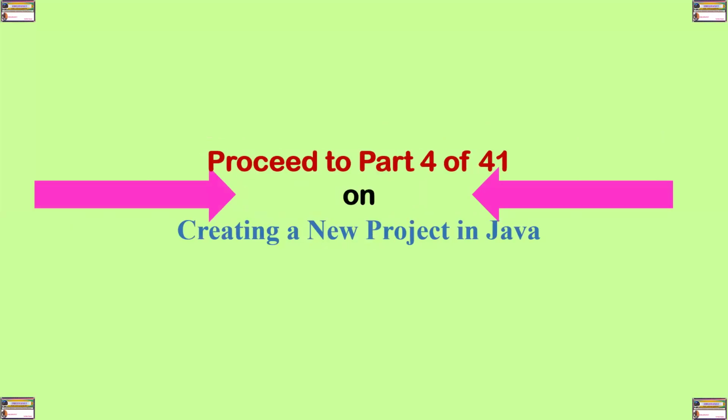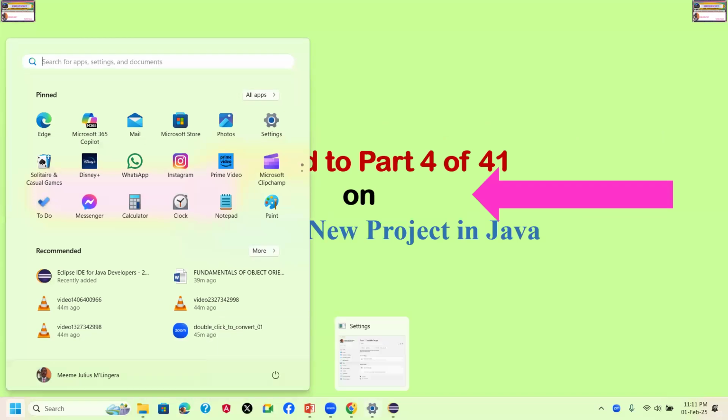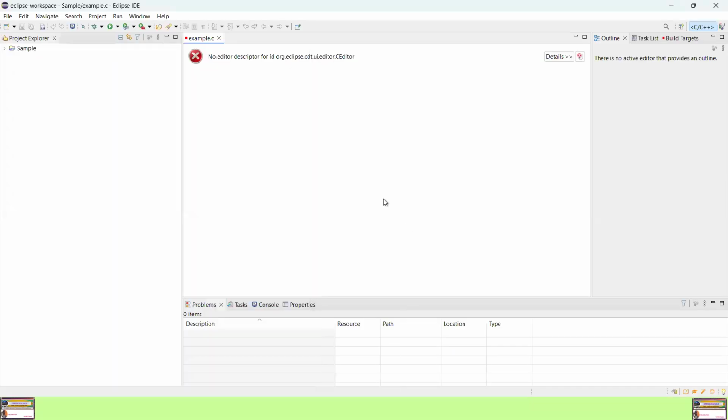And with that, my dear students and the rest of the learners, we have come to the end of part 3 of the series in which we have been able to learn how to launch Eclipse IDE. As you can see, our Eclipse IDE is displayed on our screen. So we are going to proceed from here and learn how we can make use of the IDE to code our programs.